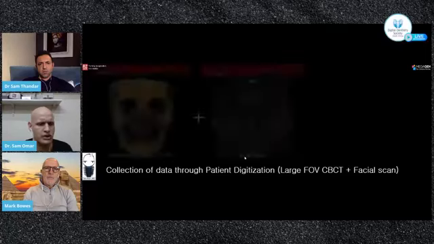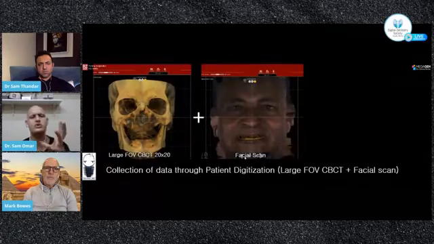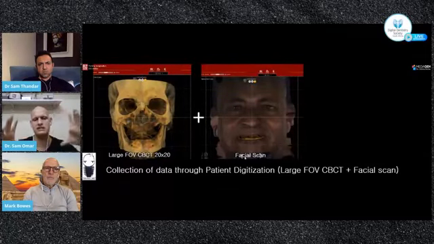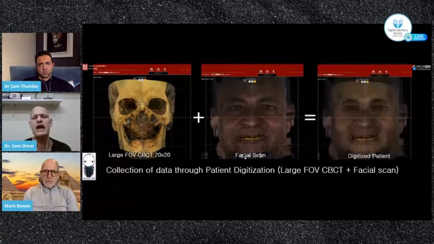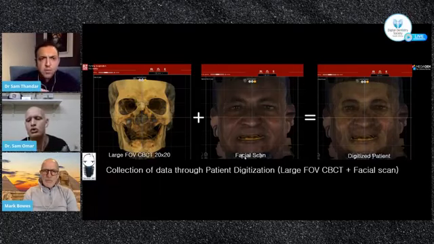Again, we always start with combining the data together. So we start out with a large FOV CBCT and a facial scan, and then we merge both of them together, and that becomes our basic information that we need to do the treatment plan. And we call this.